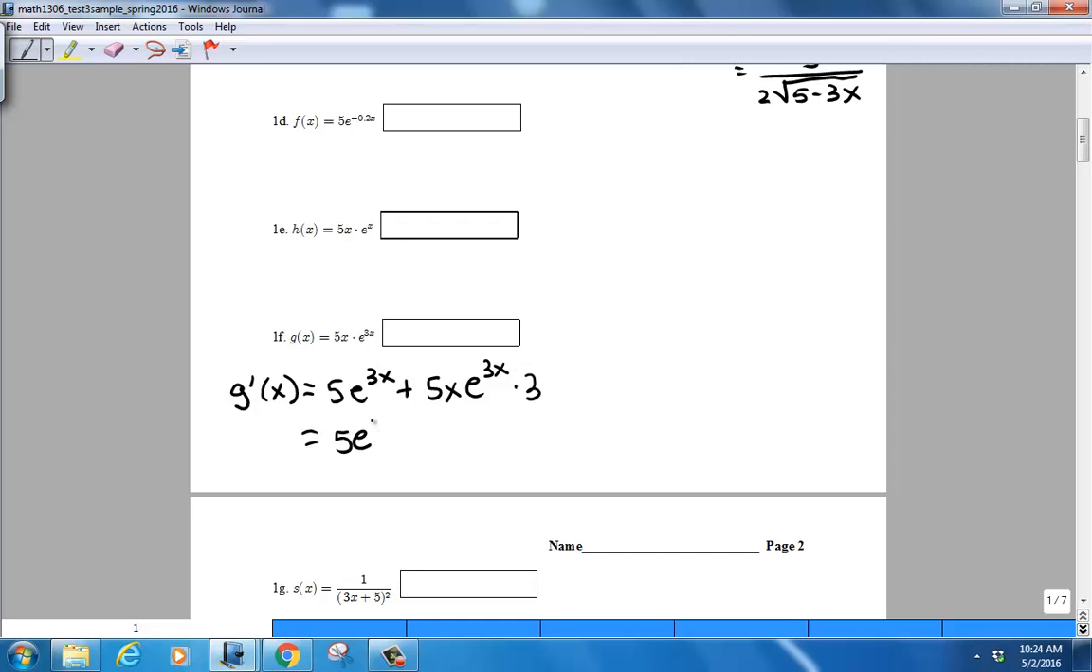So we have 5 times e to the 3x plus, I'm going to multiply the 3 times the 15 there, because that's easy to do. And so there is our final rate of change formula, okay? 5 times e to the 3x plus 15x times e to the 3x.